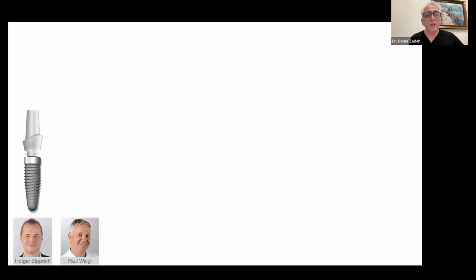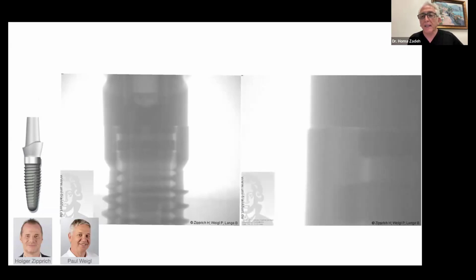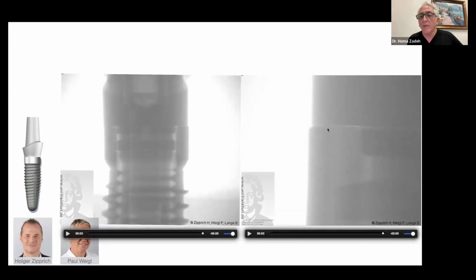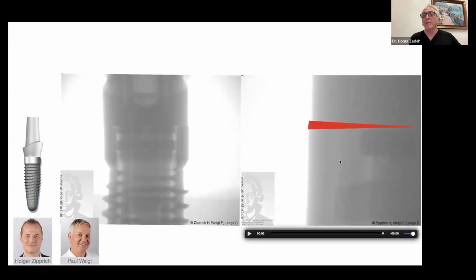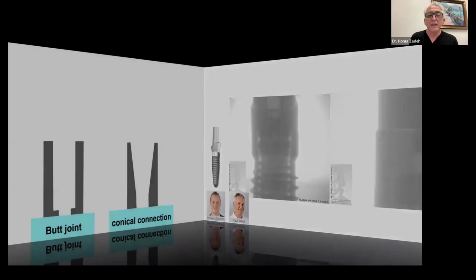So if you have a butt joint connection, you have two flat surfaces that are against each other. They did radiographic video on that to show that when they subjected to lateral forces, you can see a micro gap opening up. Let's watch it again. When you apply force, you can see a big micro gap can open up, and you can imagine that opening can allow lots of bacteria to enter in. So you see that micro gap opening could be a problem of flat to flat connection.